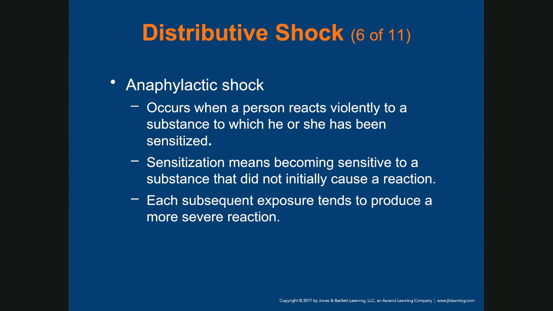So DPH is for mild allergic reactions. Adrenaline or epinephrine is for anaphylactic shock. This is the patient that cannot breathe and the blood vessels are too dilated. So anaphylactic shock occurs when a person reacts violently to a substance to which he or she has been sensitized. Sensitization means becoming sensitive to a substance that did not initially cause a reaction. Each subsequent exposure tends to produce more severe reactions.